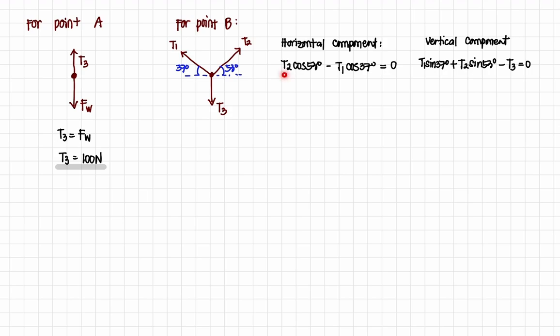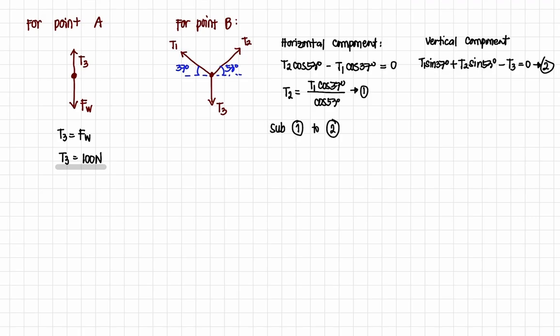So it's up to you which of the two values you want to solve first. Let's say I want to solve for T1 first, so we can express T2 in terms of T1. So let's say T2 equals T1 cosine of 37 degrees over cosine of 53 degrees. Let's make this equation number 1. And let's say this is equation number 2. So substitute equation number 1 into equation number 2.